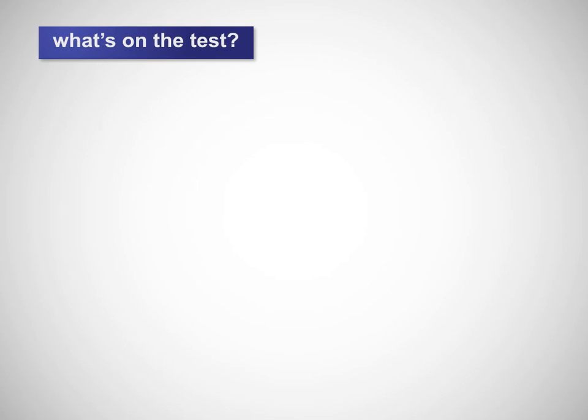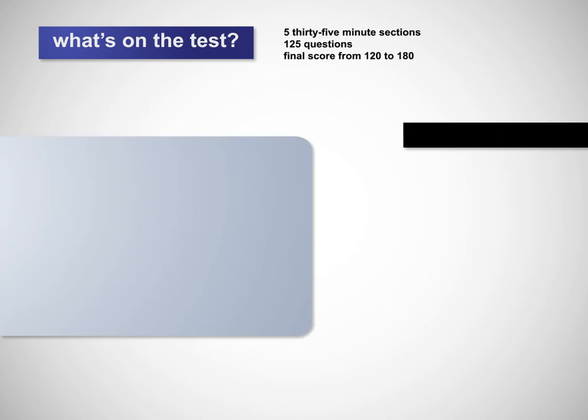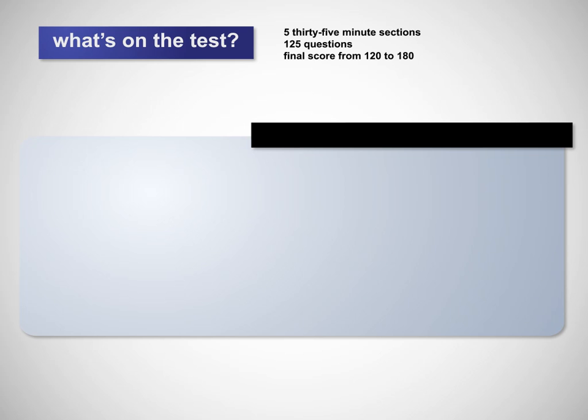Okay, in this first video, we're going to talk a little bit about what's on the test and how to best prepare for it. So the first question is, what's on the test? The test consists of 5 35-minute sections for a total of 125 questions with a final score from 120 to 180. Those 5 sections are broken down into 3 different sections.